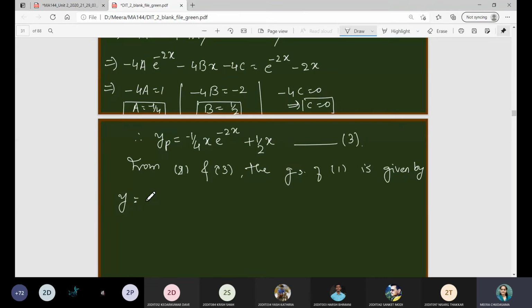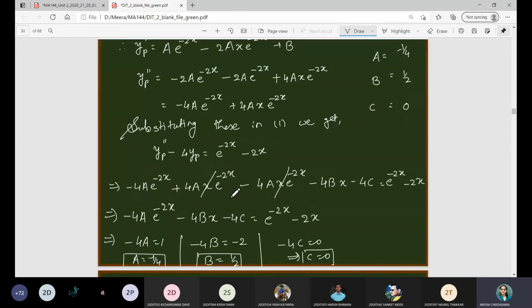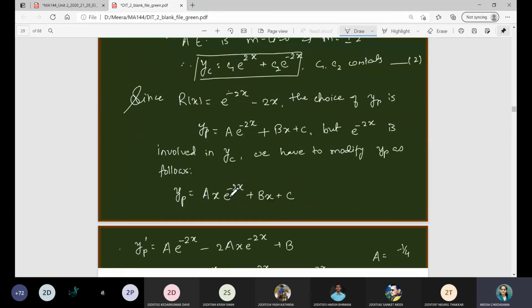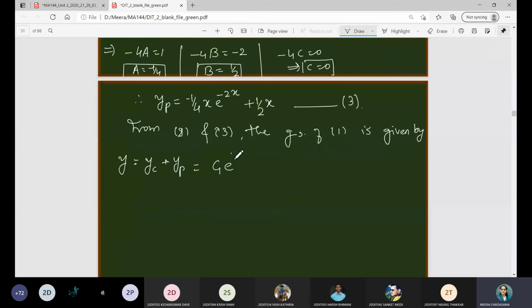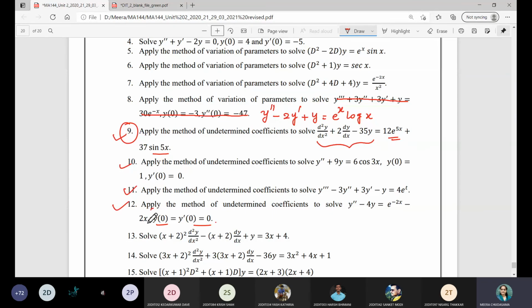So y is equal to yc plus yp, which is c1 e raised to, I have considered 2x with c1 or minus 2x, yeah, 2x first. So c1 e raised to 2x plus c2 e raised to minus 2x minus 1 upon 4x e raised to minus 2x plus 1 by 2x. So this is the general solution we have. But in the question we are also given these initial conditions, y of 0 is 0, y dash of 0 is also 0.